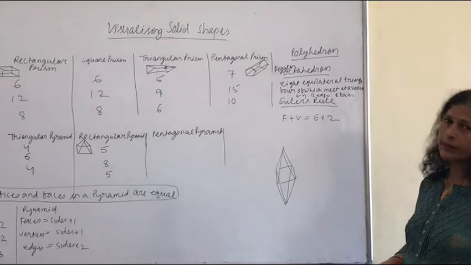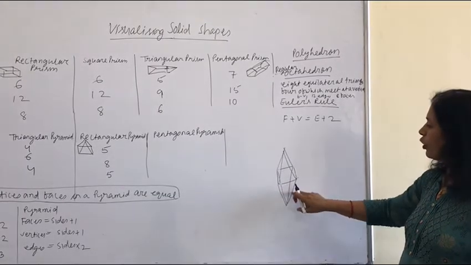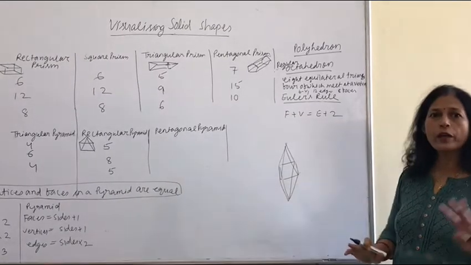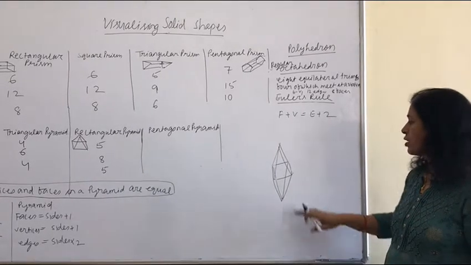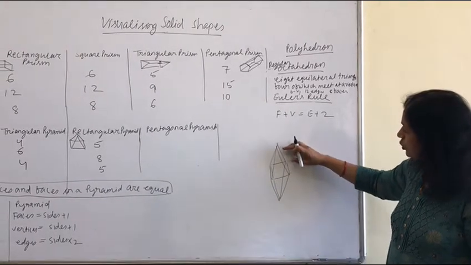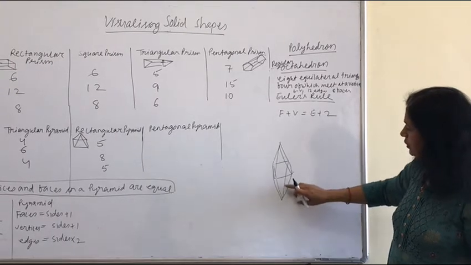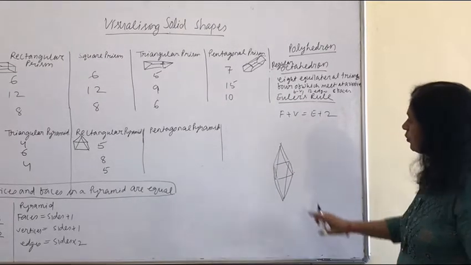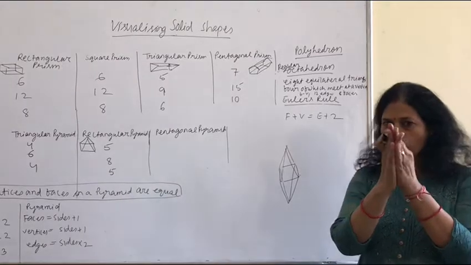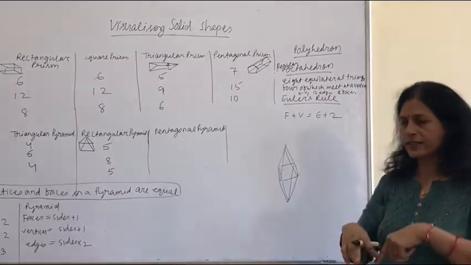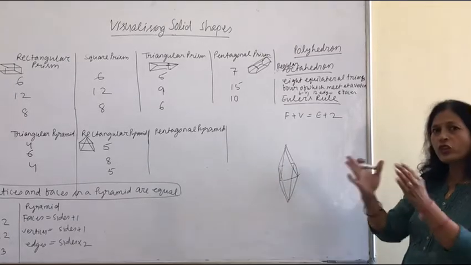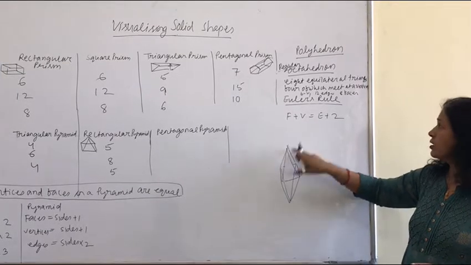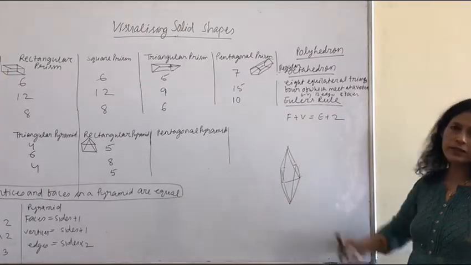Vertices, then 12 edges. Here 4, 4 and 4. This is 4, 4, 4. 12 edges and 8 faces. Here 4 and 4. This is 1, 2, 3, 4, and 4, 8 faces. You join two square pyramids, 4 and 4, 8 faces. The base is where they are joined, so that is not a face. That's why there are only 8 faces. So 8 faces, 12 edges, and 6 vertices.